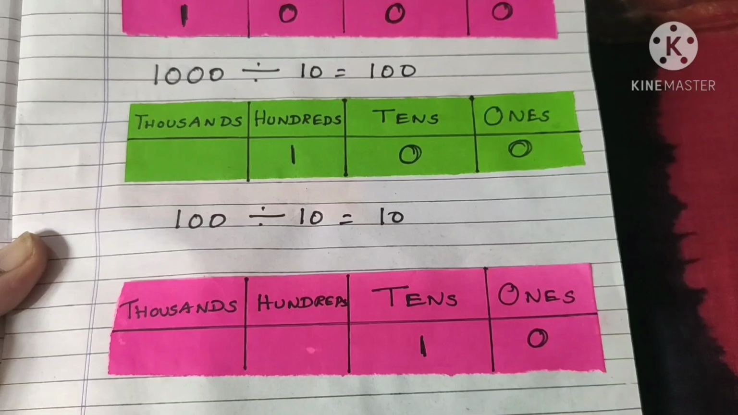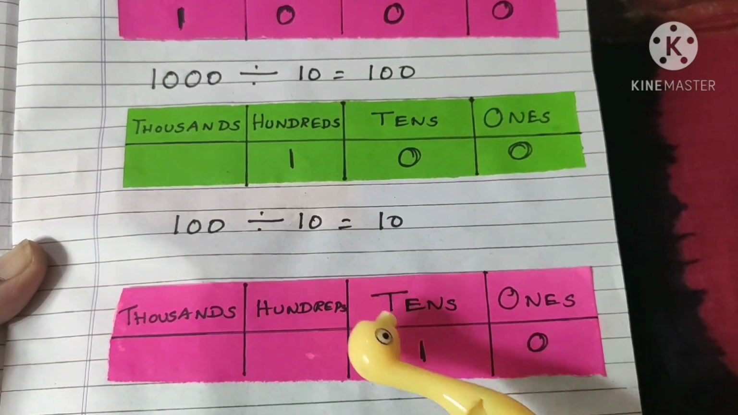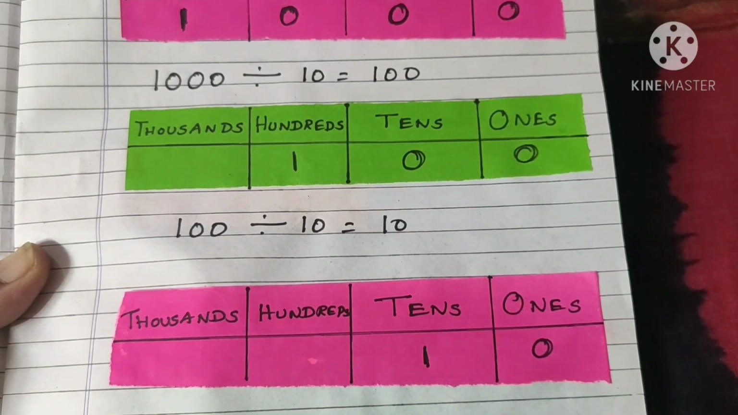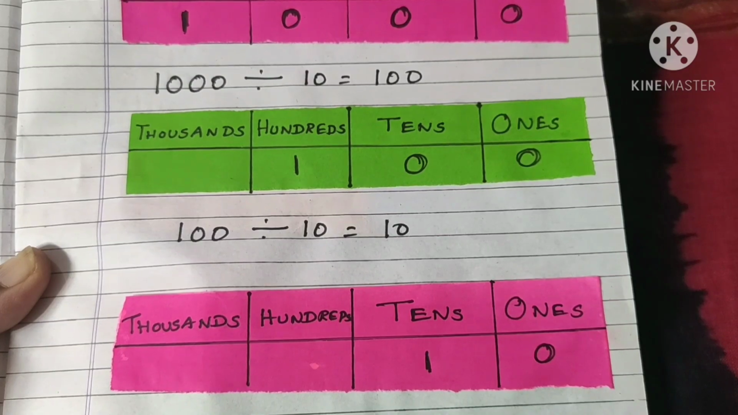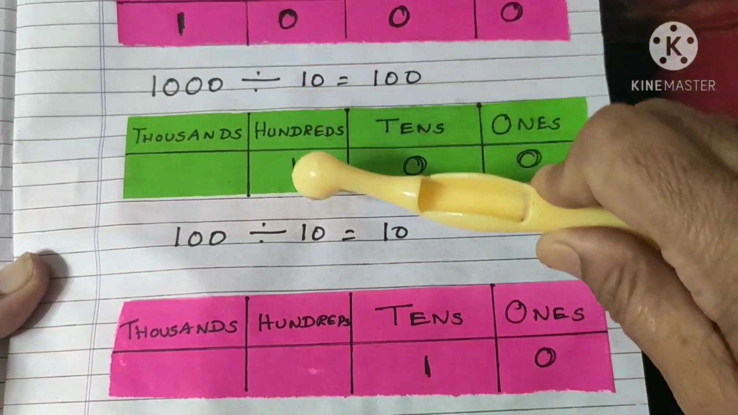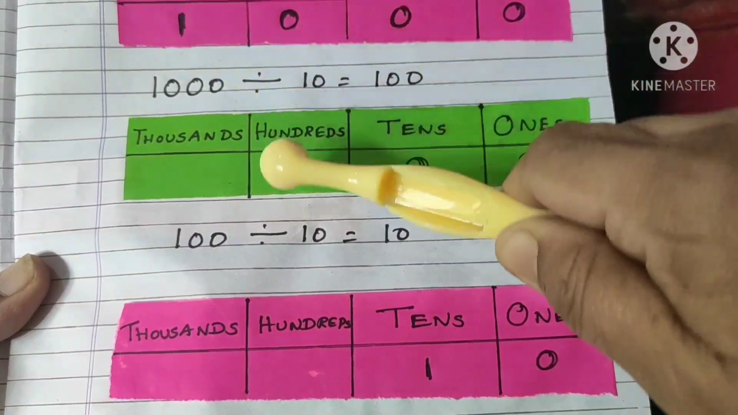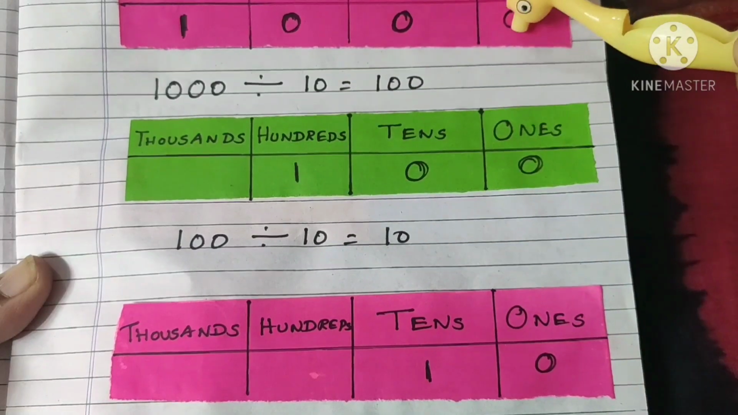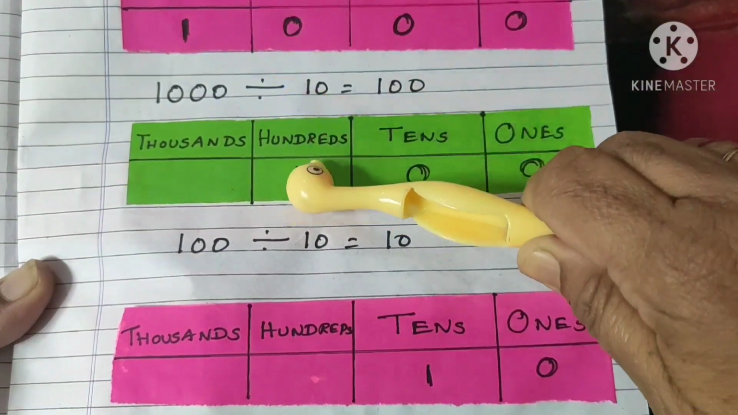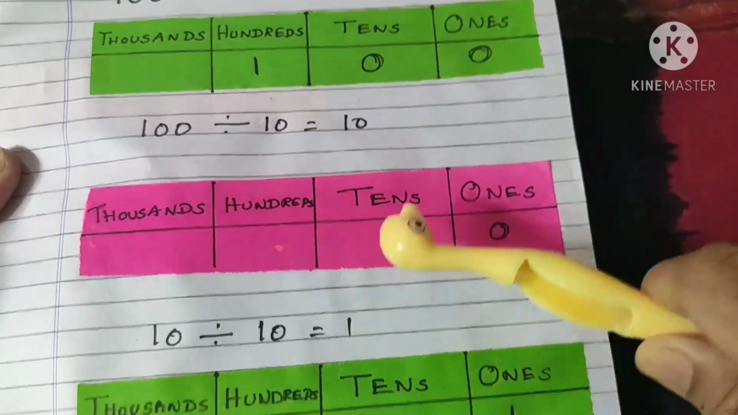The number 10 is written in the place value chart as 1 in tens place and 0 in ones place. We observe that on being divided by 10, the 1 has shifted to its right side and the extreme end 0 is taken away. 1 has shifted to right side. Again 1 has shifted to right side.